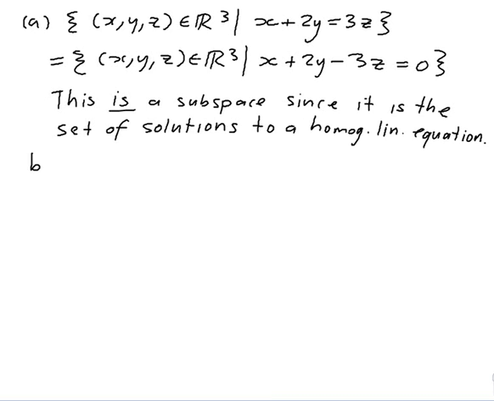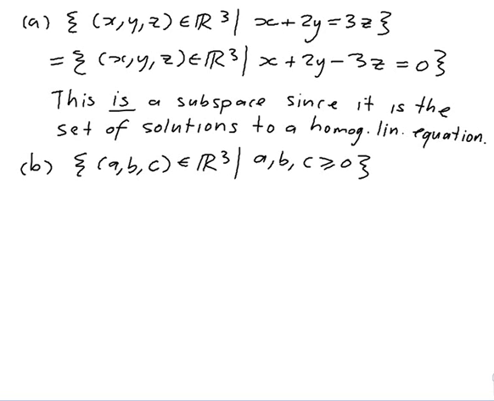B. The set of A, B, C in R3 such that A and B and C are all greater than or equal to 0. Well, it doesn't look like a subspace. That's not a linear equation. And it doesn't look like it's the span of anything, so I actually don't think it's going to be a subspace. So I'll run through the rules and see which one breaks first.